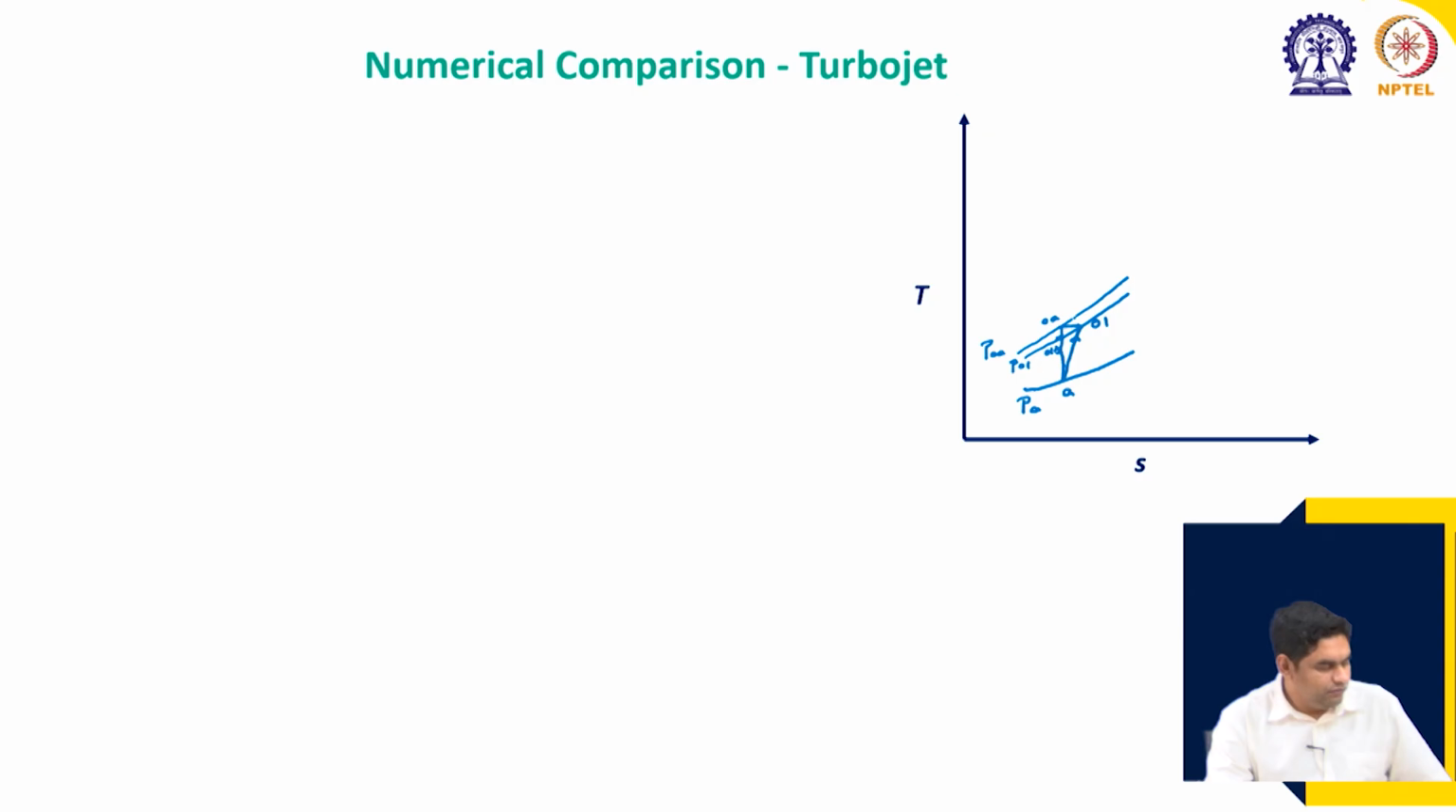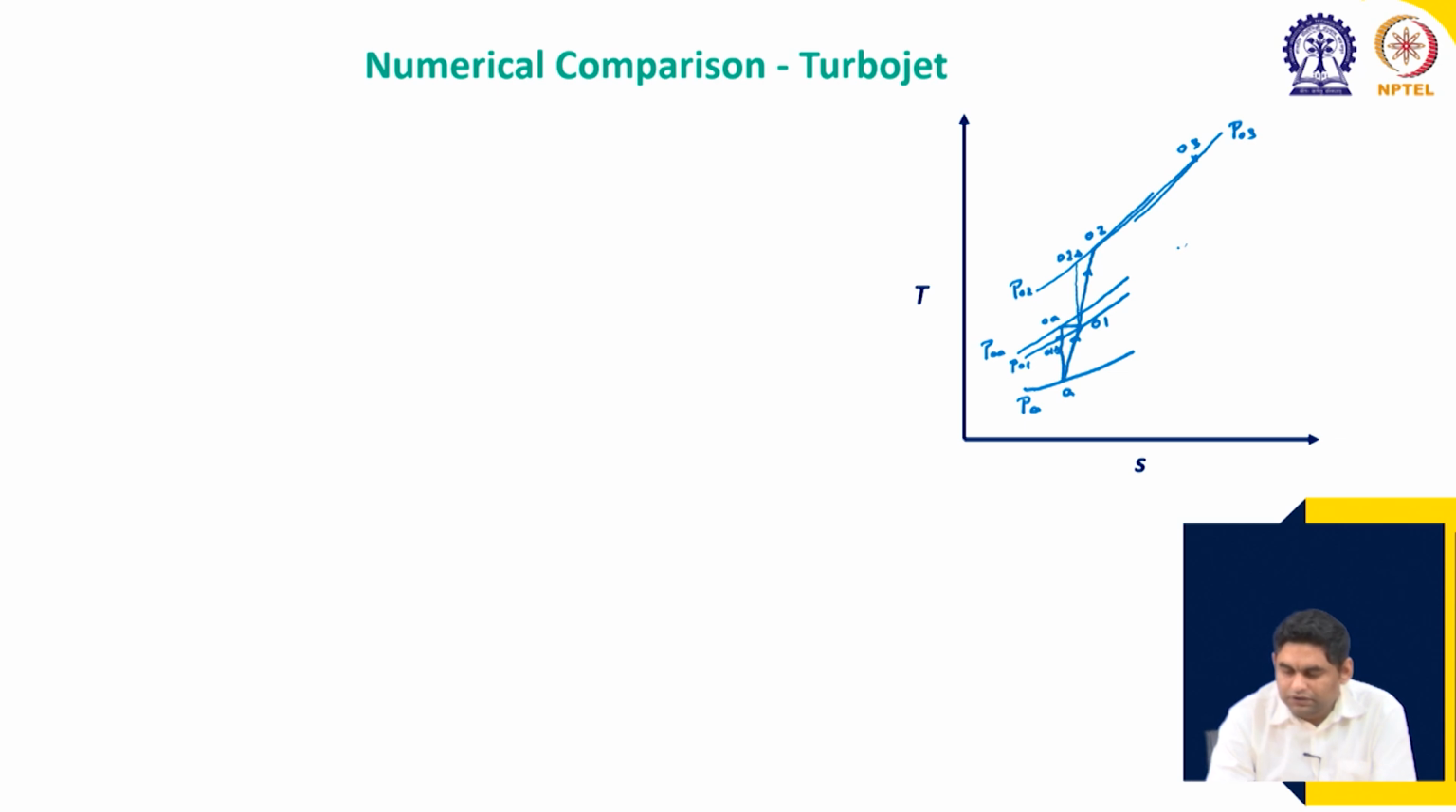Apart from this we have the compressor. The compressor goes from 1 to 2, and the corresponding isentropic point is 02s. Then the combustion process, where there is a little bit of pressure loss, goes from 02 to 03. So, this is P 02 and this is P 03, slightly lower than P 02.